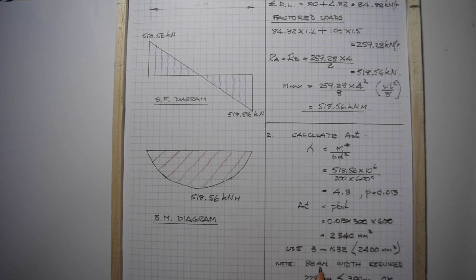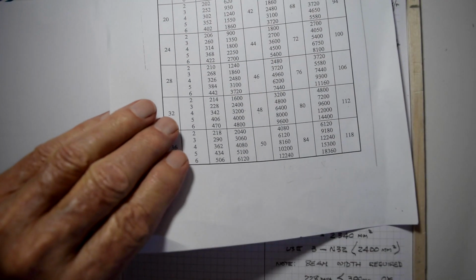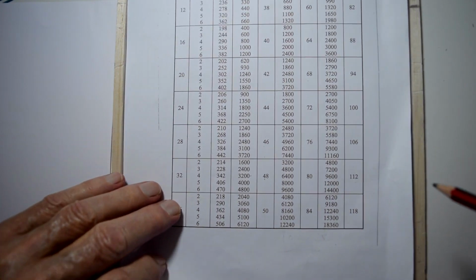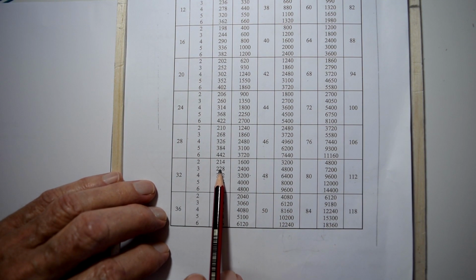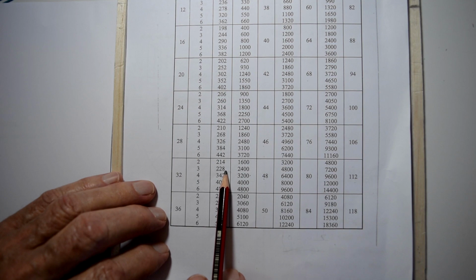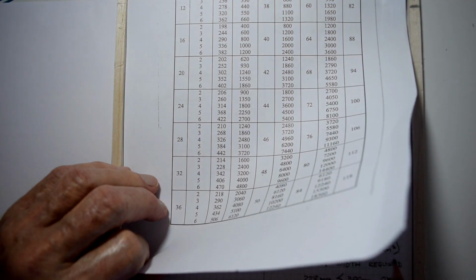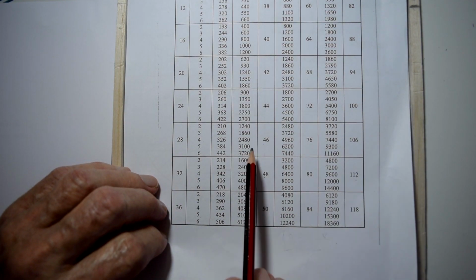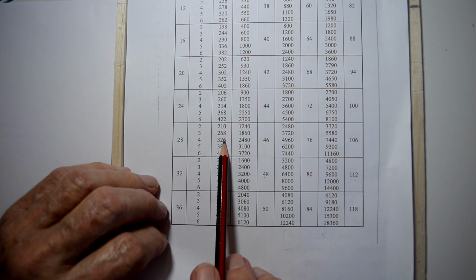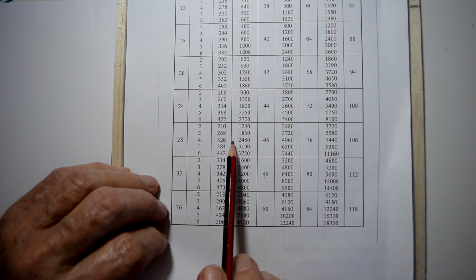Now we need to take cognizance of the beam width. So the beam width required to house 3 N32s is 228 millimeters. I'll just recap on that, just to refresh your memories. If we choose 3 N32s, you could see there we need a beam width of 228. If we'd gone for 4 N28s, which is 2480, which would have done the job as well, we needed a beam width of 326, and there's no way we could have fitted those 4 N28s into the beam.